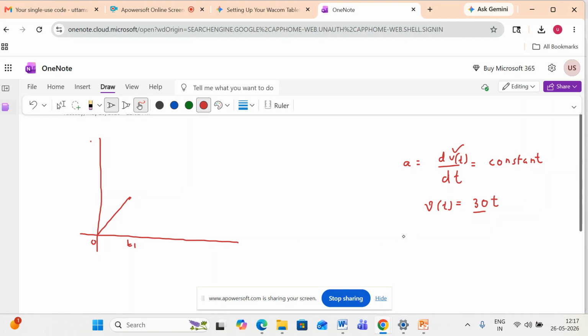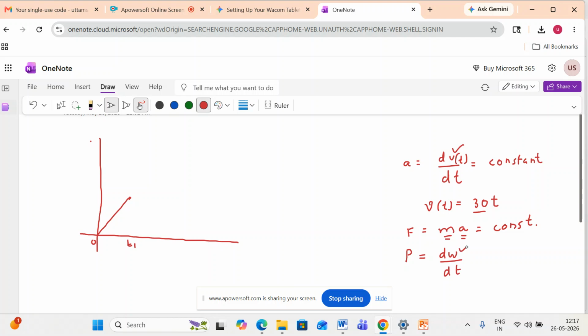Now, in terms of power, suppose you want to find the power that is drawn from the motor during this phase. We know that force is given by mass into acceleration. If we assume the mass is constant, then the acceleration becomes constant, so the force is also constant. And if the force is constant, the power, which is the rate of doing work, is dW by dt.